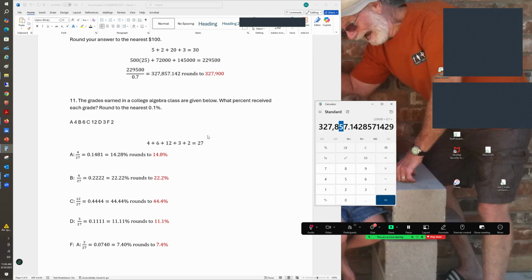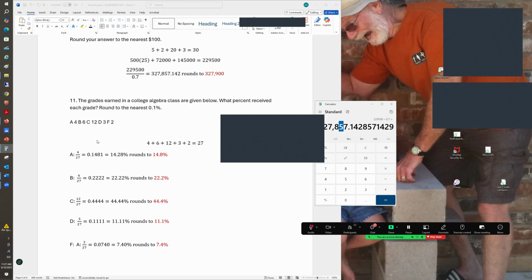Now, some folks are still not sure how to work this problem, or they're sure they don't know how to work the problem. So there were 4 A's, 6 B's, 12 C's, 3 D's, and 2 F's. Now, it said what percent of the students got A's, B's, C's, D's, and F's. A couple of people in yesterday's class thought that this was a multiple choice. It's not. It's what percent were A's. So you have to add them all up, you get 27. Look at page 6. It's just like this. So you do 4 out of 27.